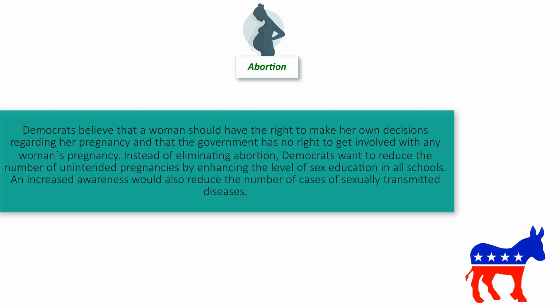Instead of eliminating abortion, Democrats want to reduce the number of unintended pregnancies by enhancing the level of sex education in all schools. An increased awareness would also reduce the number of cases of sexually transmitted diseases.